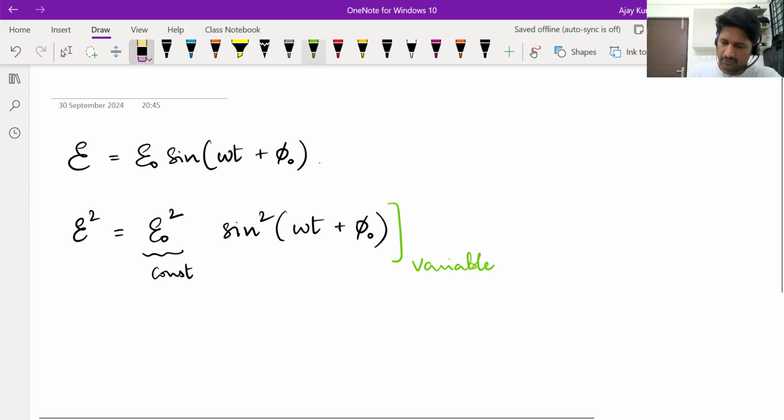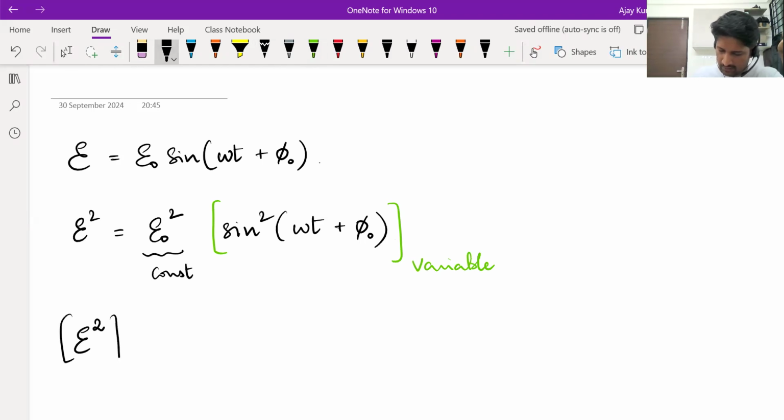The sine function keeps on changing, so the square of the EMF keeps on changing. So we'll be interested in the average value of the square. We should write it like this: E square averaged. There's a difference between E average squared and E square averaged.